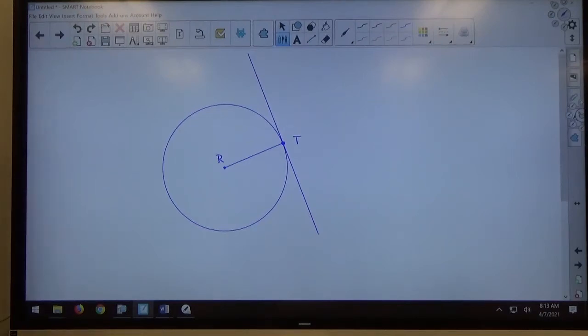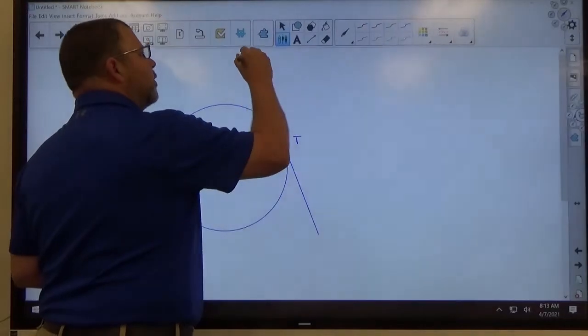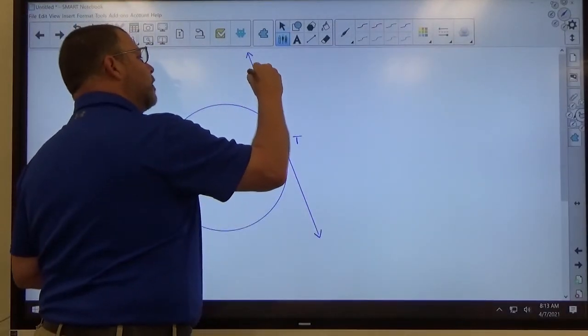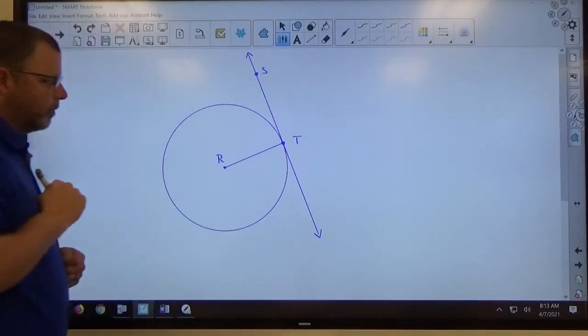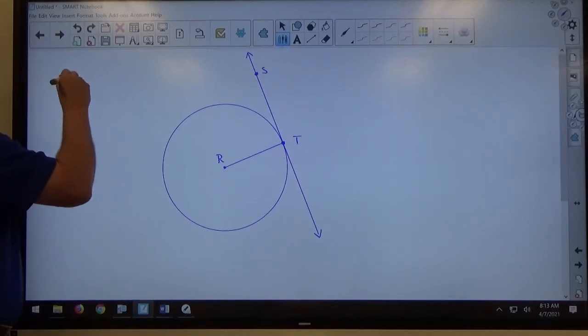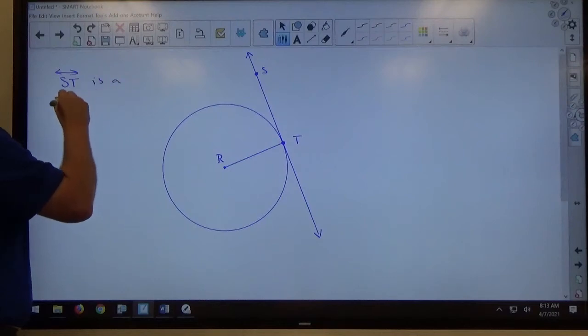And let's put one other point on this line here. So this is a line, like so. It's got arrows. Let's just put this as point S over here. So a little bit of terminology for you and a couple of properties so that you can know how to work with these. This line ST is a tangent line.